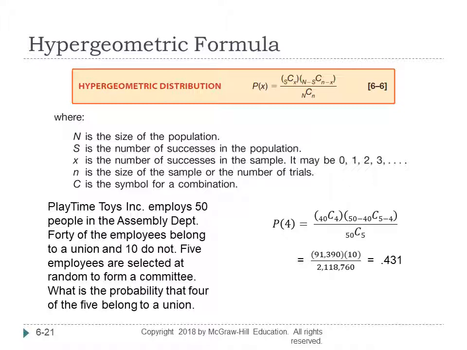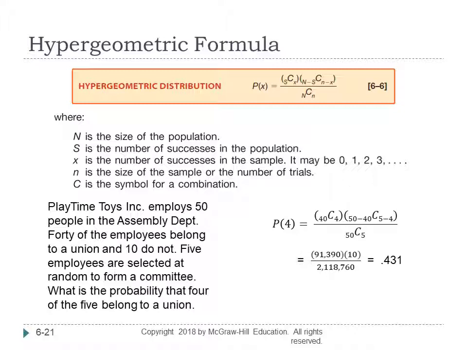You have 40 successes, meaning 40 people that belong to the union, which means of course 10 do not belong. So in the population of 50, 40 successes, meaning 40 belong to a union, 10 do not belong to the union. Now the sample we take will be 5 employees selected at random to form a committee. Your sample, small n, is equal to 5. We want to know what is the probability that 4 out of the 5 people in the sample belong to a union.